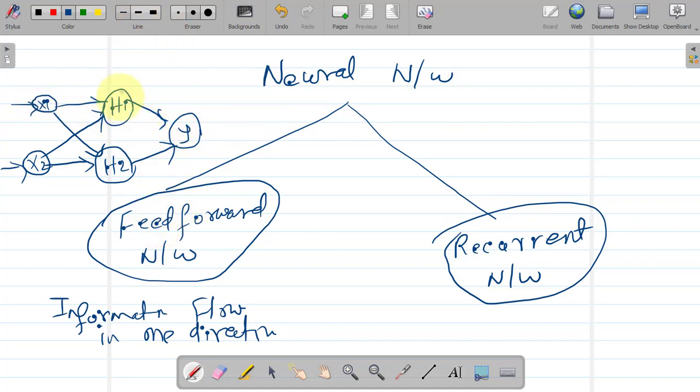Why? Because in this case this node h1 is responsible for feeding the input. Whatever the input, it feeds into it, processes it and forwards it. इसको forward कर देगा वो next node को. That's why this type of networks are called as feed forward networks.